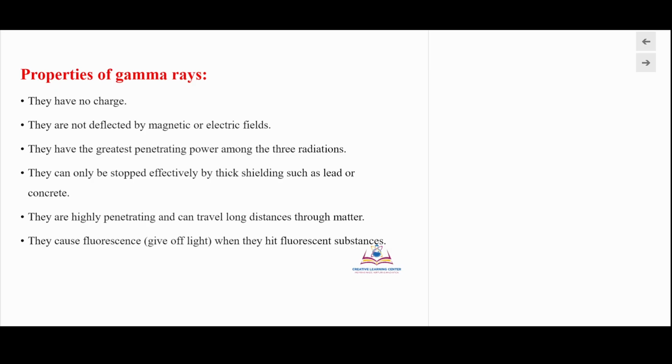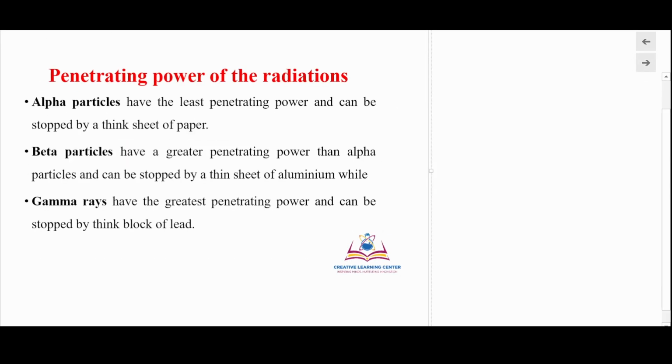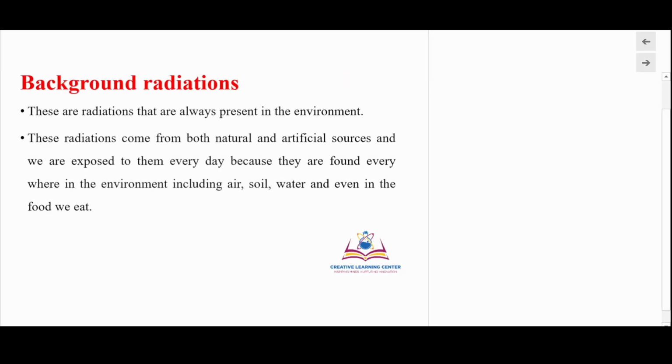Basically, that's what I had for today. But before we go, these are some properties we have seen. Gamma rays, we can talk of the penetrating power of different particles. The alpha particles have the least penetrating power, whereas the beta particles have a greater penetrating power compared to alpha particles, and the gamma rays have the greatest penetrating power compared to the rest of the particles which may be emitted in nuclear reactions or nuclear processes.